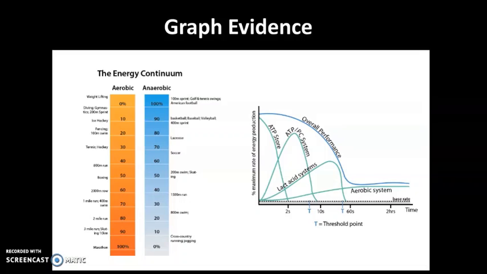Here we have a graph which shows the different energy systems being dominant and the duration that they can progress for throughout the exercise. As previously mentioned, there are three factors which determine the dominant system: the intensity, the duration, and one of the most important is the fitness level of the athlete in terms of their anaerobic and aerobic fitness, which determines their dominant system.